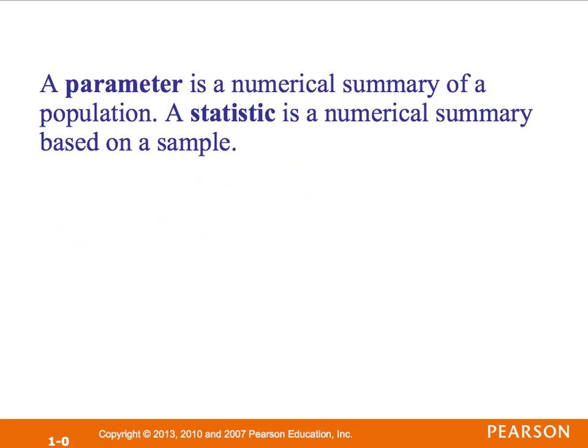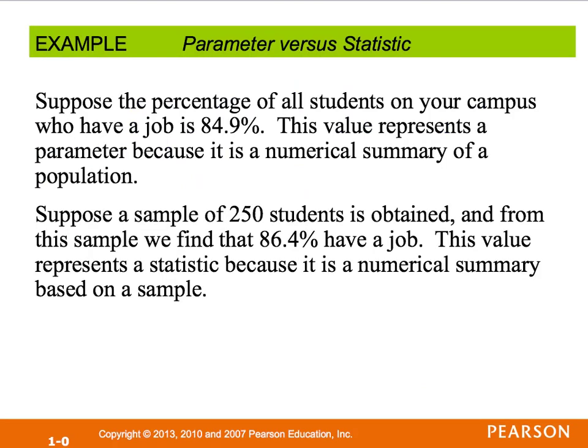A statistic is a numerical summary based on a sample. So you can use a little bit of alliteration here to remember that parameter goes with population and statistic goes with sample. So here's an example of what we mean by that. Suppose the percentage of all students on your campus who have a job is 84.9%. This value represents a parameter because it's a numerical summary of a population, right?